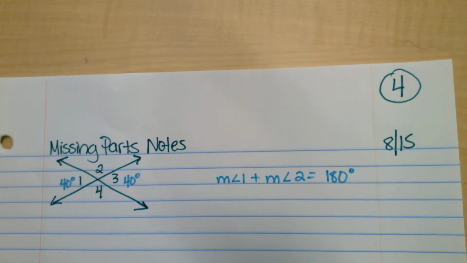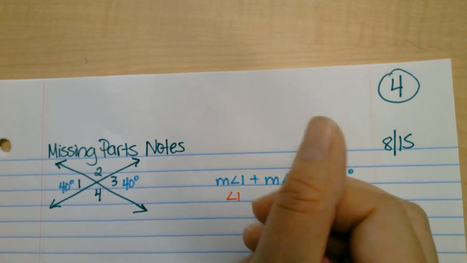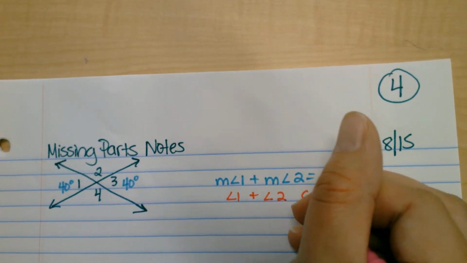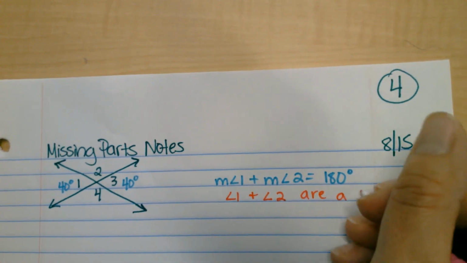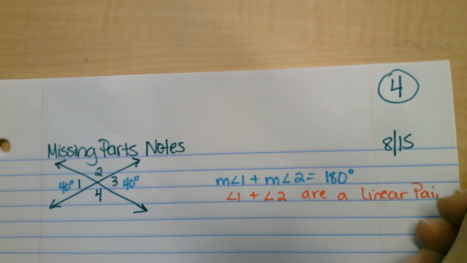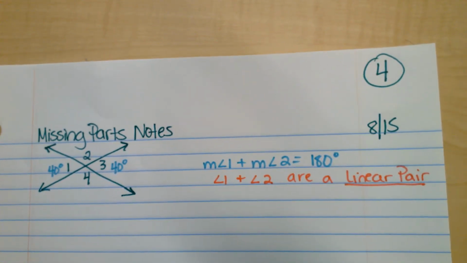This is actually a special type of angle. It's called a linear pair. I'm going to write that down. Angle 1. Oh, yes, I love this color. It does show up nicely. Angle 1 and angle 2 are a linear pair.